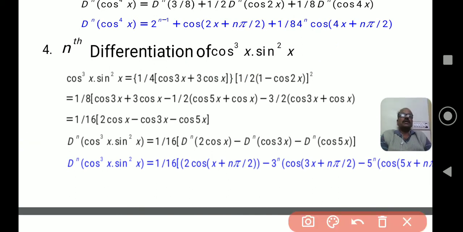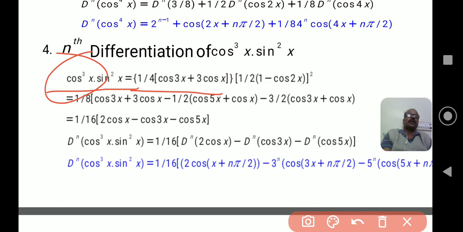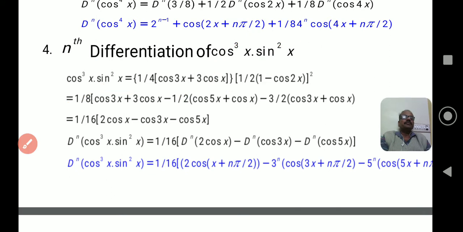First I would like to express cos cube x into sin square x. As I have written, cos cube x can be written using the cos 3x formula, in the second PU we write it as 1 by 4 times of cos 3x plus 3 cos x. Next, sin square x can be written as 1 minus cos 2x by 2. Whatever the power is, cube and square, I have mentioned it as it is here.